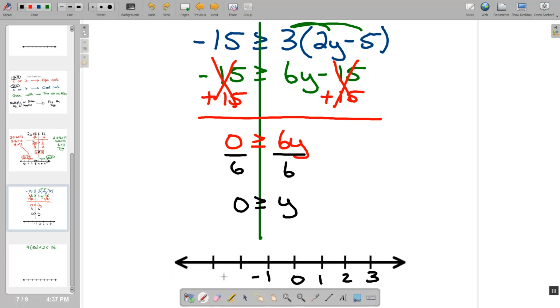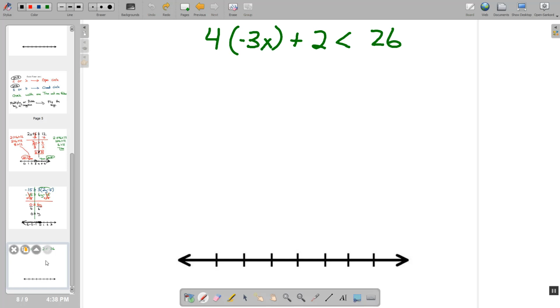Probably the easiest number line we've had all day, because we like when they start with 0. Now, in this case, 0 is bigger than y. Therefore, we are shading the smaller numbers, which will be to the left. Now, in order to check our answer, I'm actually going to have you do this one on your own to save us a little bit of time, but I'll probably build in a question that has to do with this check.